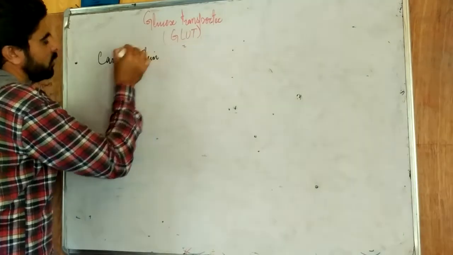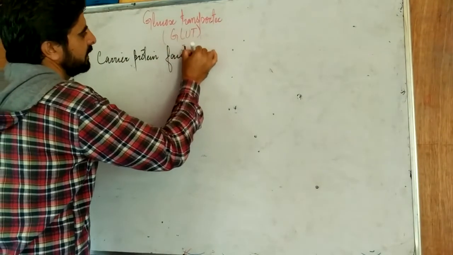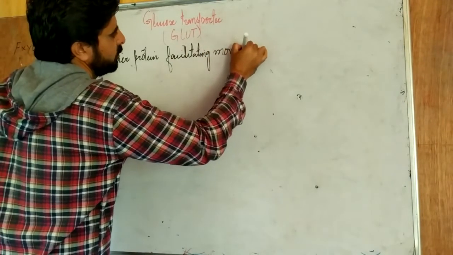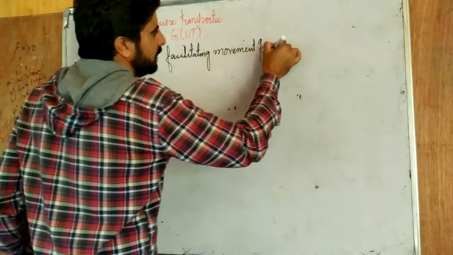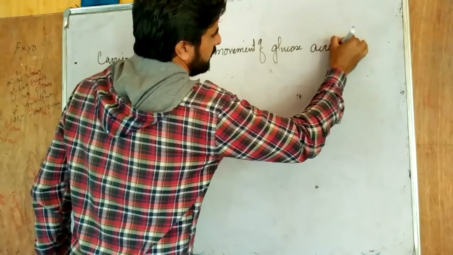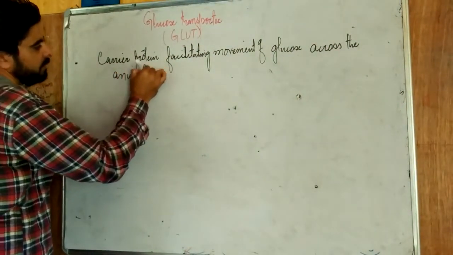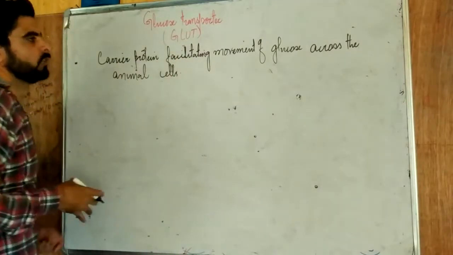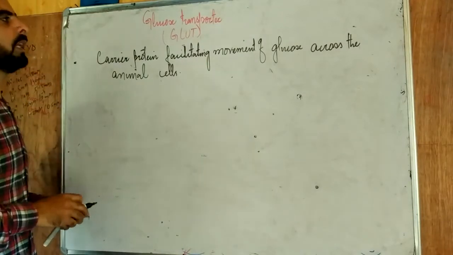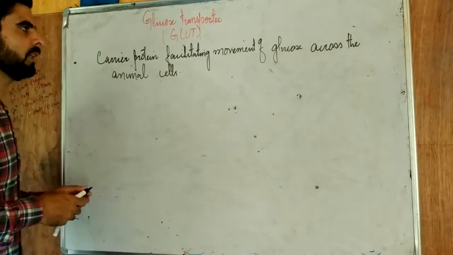That means it is carrying the glucose. So it is a carrier protein facilitating the movement of glucose across the plasma membrane, across the animal cells. Because these cells also have a plasma membrane, there is the movement of glucose across the plasma membrane of the animal cell. So GLUT is a carrier protein which carries the glucose and takes it across the plasma membrane.